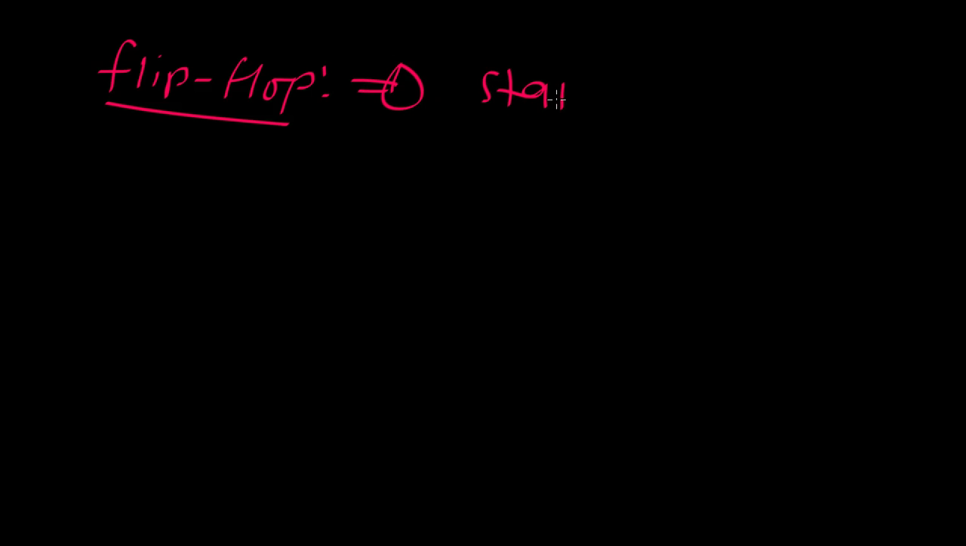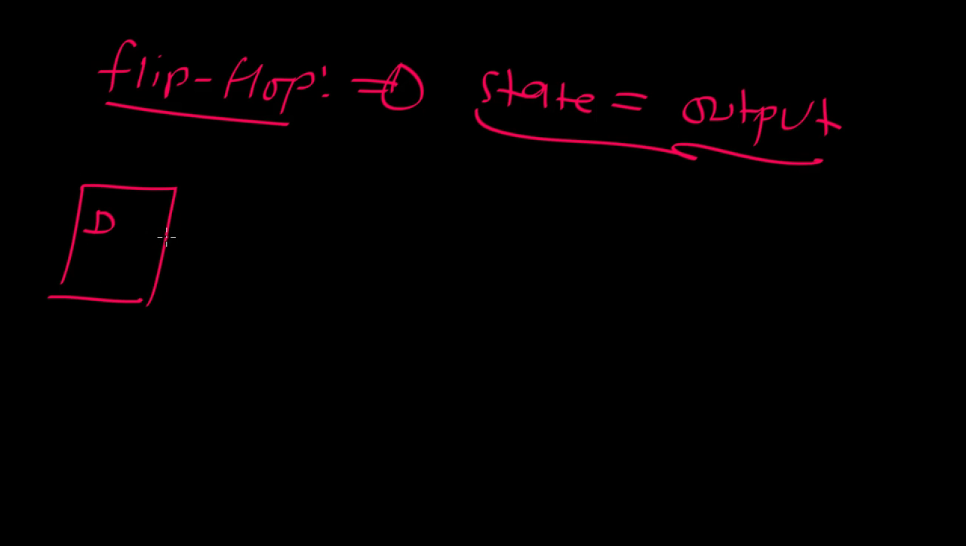Remember, when we talk about a flip flop, the output of the flip flop is called the state. So state simply means output. For example, if you have a D flip flop and the output is 1, then we will say the state is 1.